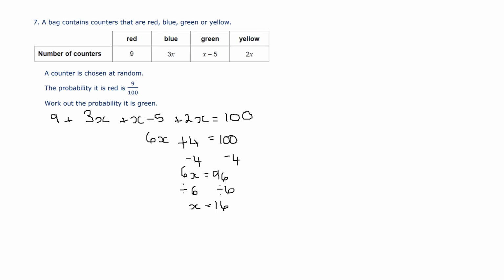Now we can work out how many green counters we have in the bag by substituting x equals 16 into the expression that tells us the number of green counters. So green is equal to x take away 5. That will be equal to 16 take away 5. So that's equal to 11. So there are 11 green counters in the bag, and altogether there are 100 counters in the bag. So the probability of picking a green counter will be 11 out of 100.